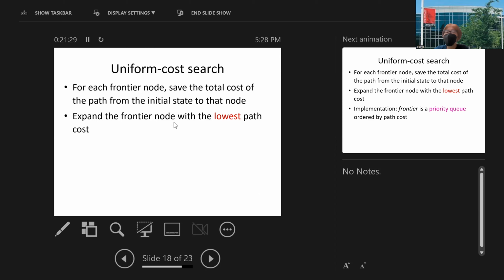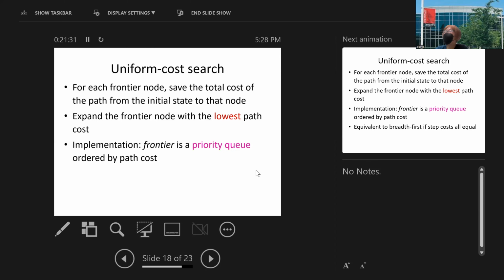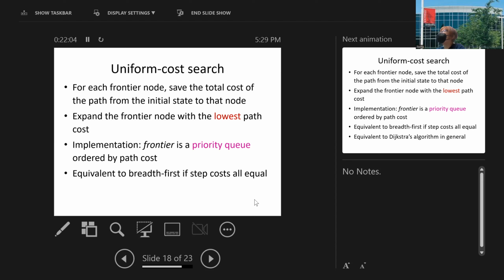And then you expand the frontier node with the lowest path cost. In this case, the frontier, what kind of queue? Then you cannot use a queue or stack. We have to use what? A priority queue. So in your priority queue, who is the first priority? The lowest cost one gets the highest priority to get out of the queue, okay? And if all the step costs are the same, basically it's breadth first search.